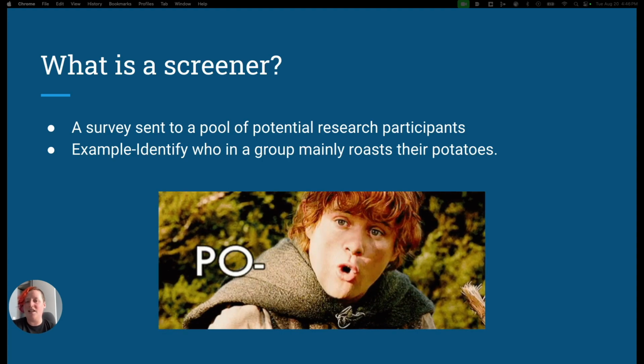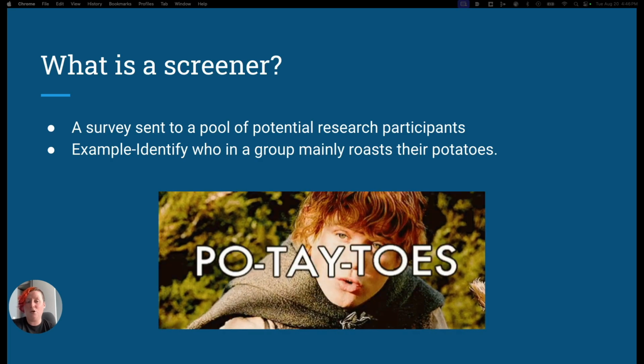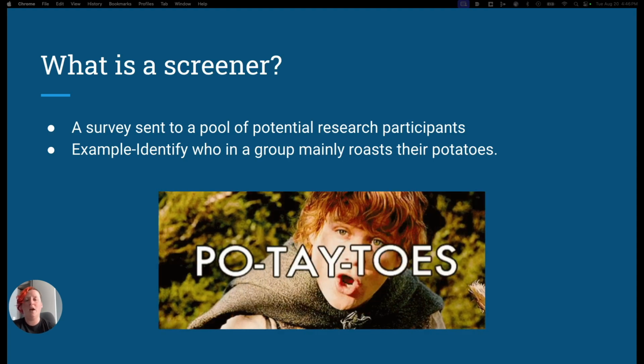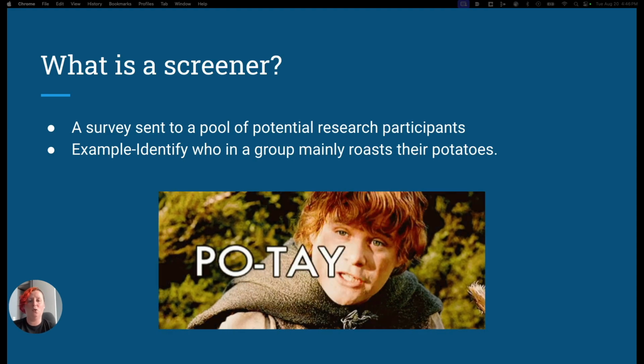So, first off, what even is a screener? For the purposes of this presentation, it is a survey sent to a pool of potential research participants. It's used to determine who in that pool is an actual viable candidate for the study you are recruiting for. If you wanted to conduct research with people who roast potatoes, you would start with a group of people who know what potatoes are, and then use questions to determine which participants roast their potatoes, maybe how often, and any particular tools they do so with. The output of a screener should be a list of candidates who are not just qualified but interested in your research.